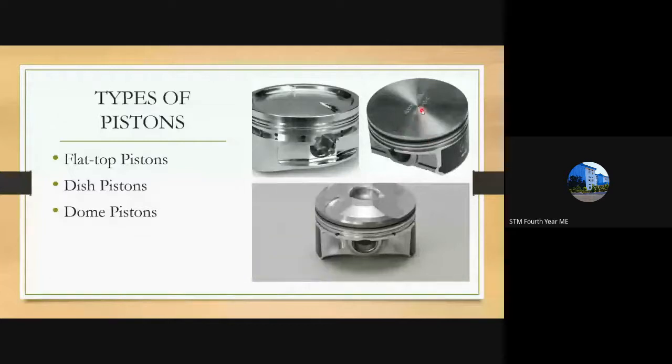Then comes the dish piston, in the shape of a dish. So you can see the shape here. This is called a dish piston. Then a dome piston. So this is a dome piston. The center part will be the peak point, while sideways it declines in a gradient and fills up the side. So it will be in the shape of a dome. So these are the three types of piston.